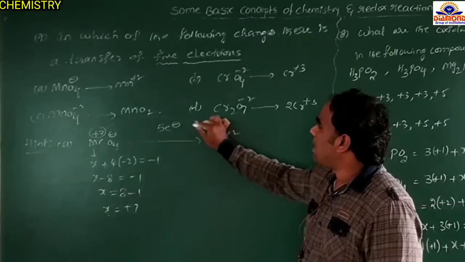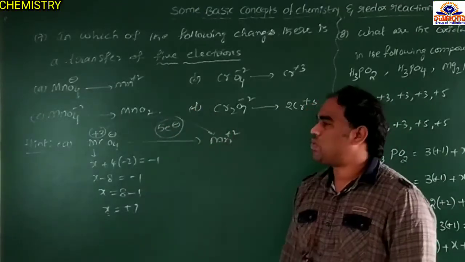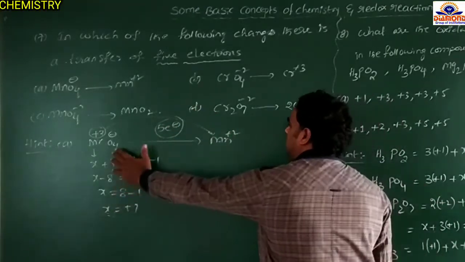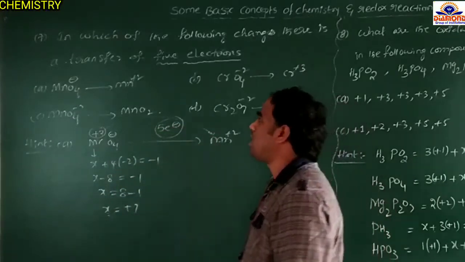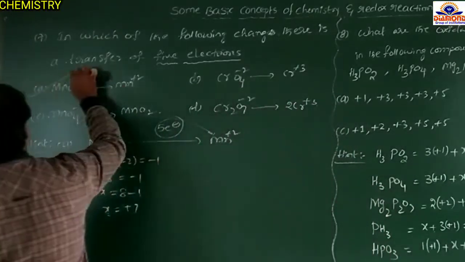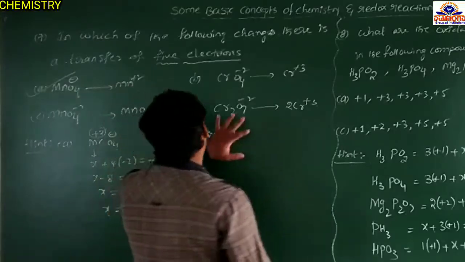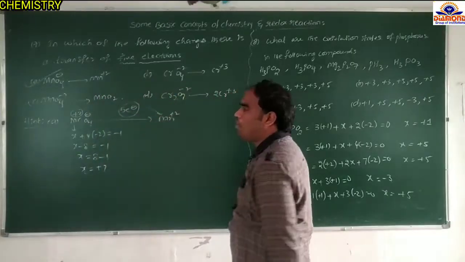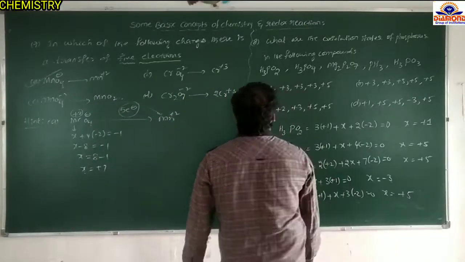Therefore, in this reaction, 5 electron transfer takes place from reactant to product side. Therefore, option A is the answer. In the same way, you can find out the remaining options also.